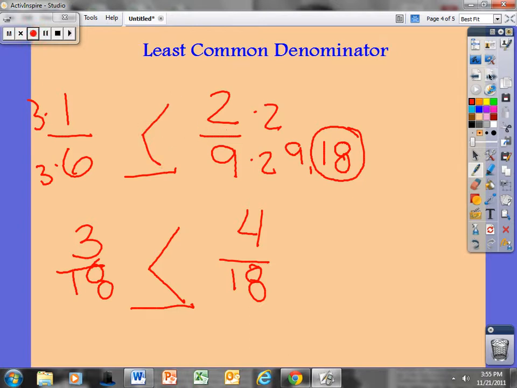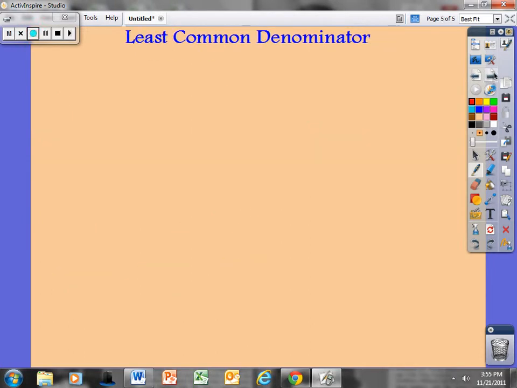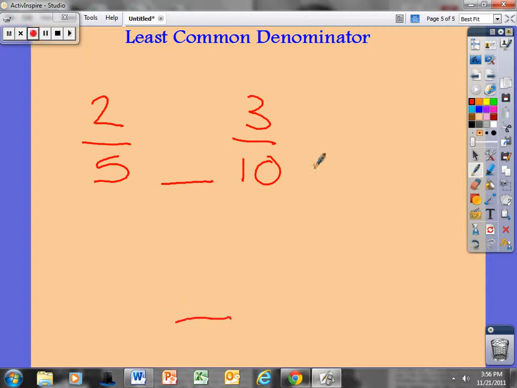Okay, let's try another one before I go home for the evening. Least common denominator: let's try 2/5 compared to 3/10. Using the quick common denominator, I would just go with 5 times 10 is 50. But I want to find their least common multiple, least common denominator. I'm going to start listing my multiples of 10. The first multiple of 10 is 10. Does 5 go into 10? Absolutely. So there's my common denominator.